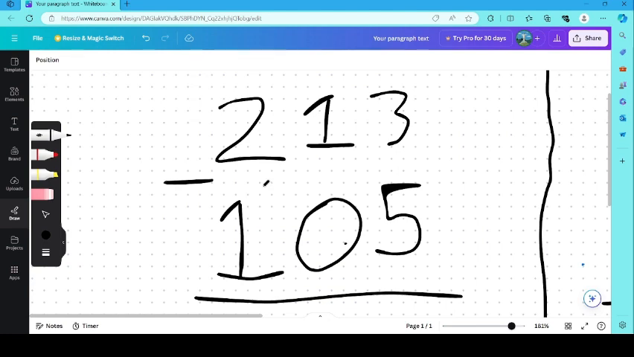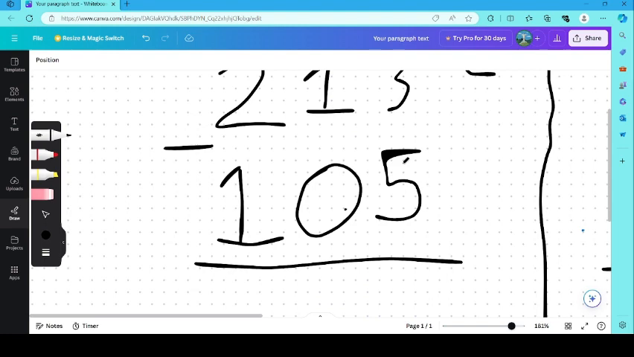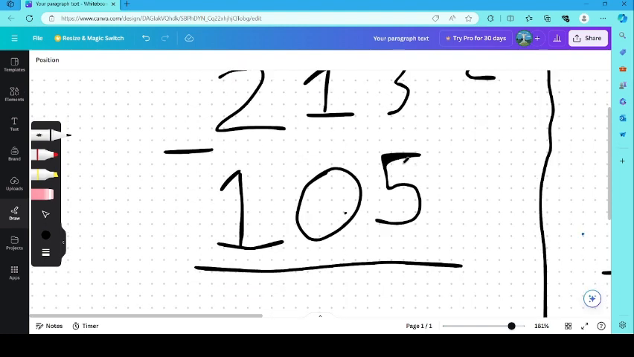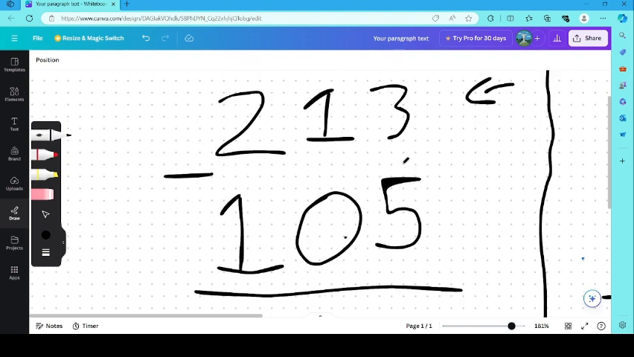Today we're mastering a skill which is 3-digit subtraction with regrouping. So let's start from our ones place. As you should always know, don't forget that. We start off from our ones place.